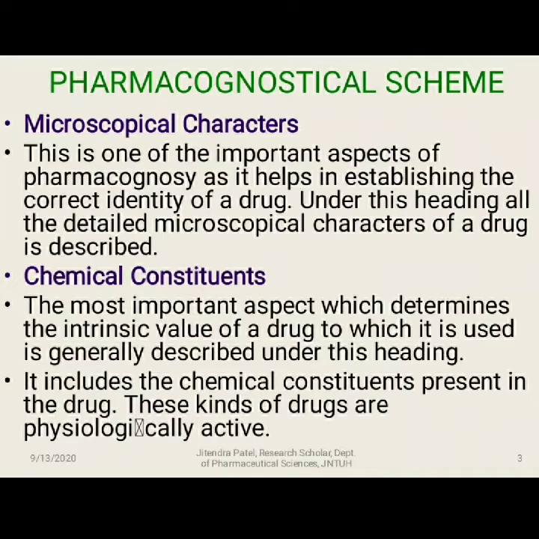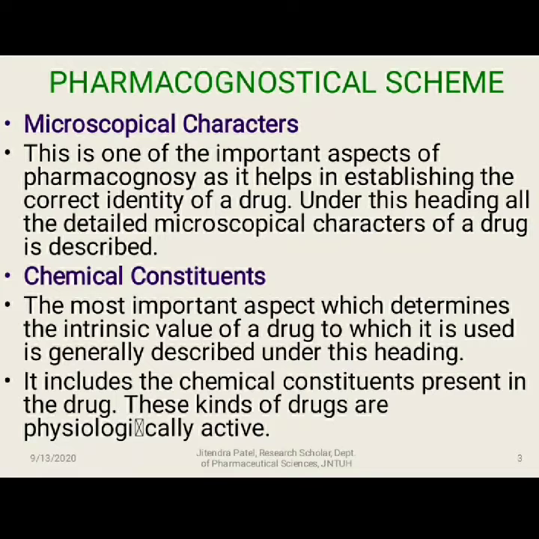The next one is the chemical constituents. The most important aspect, which determines the intrinsic value of a drug and the purpose for which it is used, is generally described under this heading, right? So what is the chemical constituent? For example, morphine from opium. Morphine is the main chemical constituent which has potent analgesic activity. That's what we are cultivating opium for.